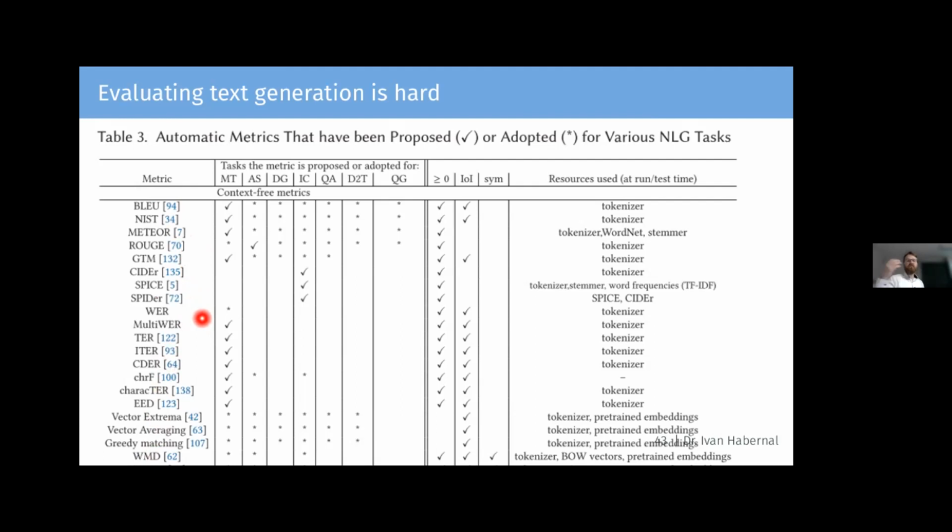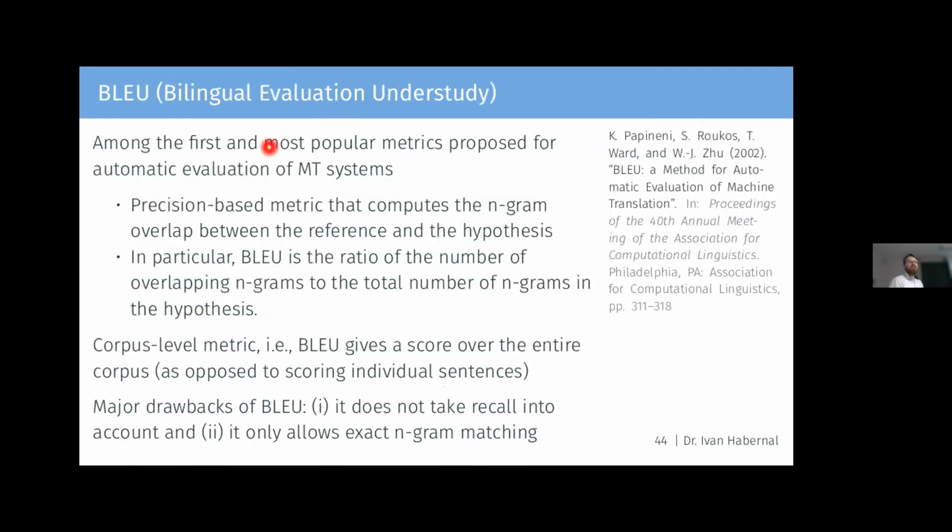So I'm going to show you two metrics which are super easy, but you don't have to remember the formulas, because if you were to implement them, you'd better look up the papers. One of them, you should know the name. It's BLEU, Bilingual Evaluation Understudy. It's the first and most popular metric for machine translation, and it computes the n-gram overlap between the reference and the hypothesis. You have a reference translation, and the hypothesis, which is the translation of your machine translation system, and you're comparing how much overlap of n-grams there is.